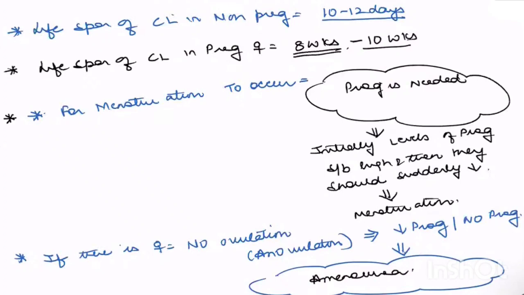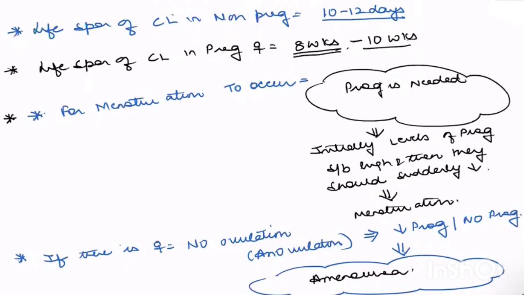This is called progesterone withdrawal. You gave progesterone to the patient for 5 to 6 days, a patient who was not getting periods, and then you suddenly stopped it. When you suddenly stop it, the levels of progesterone will suddenly decrease and it will lead to menstruation.